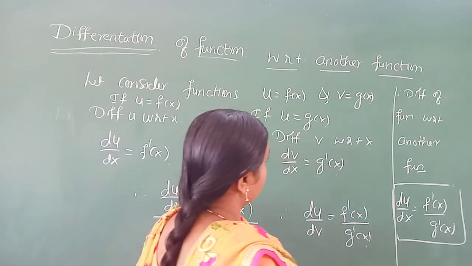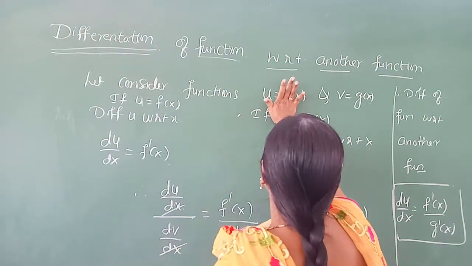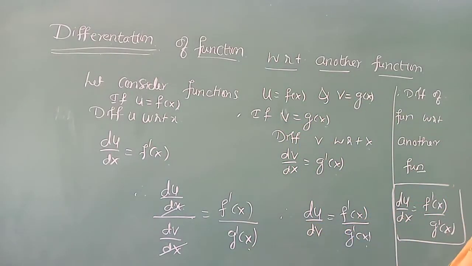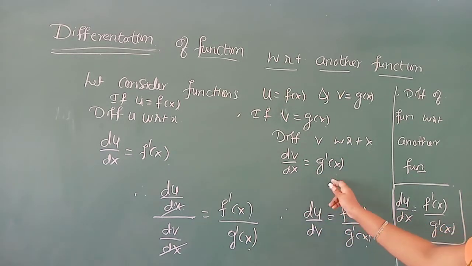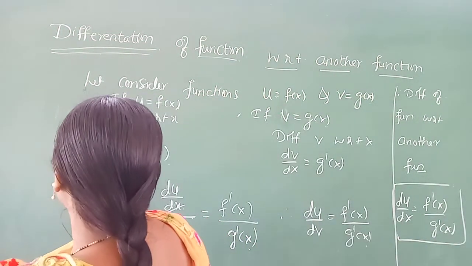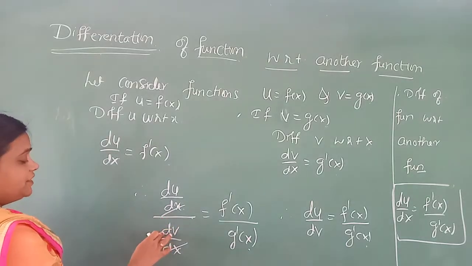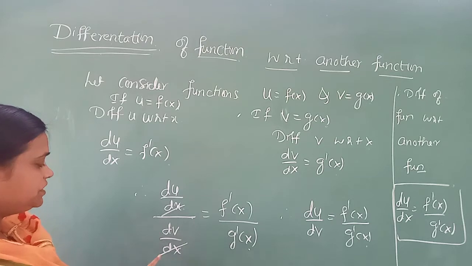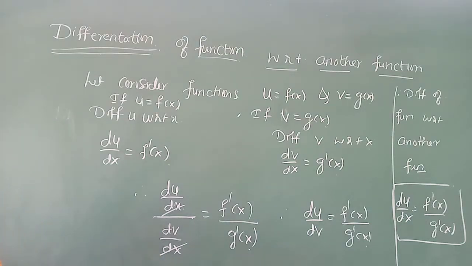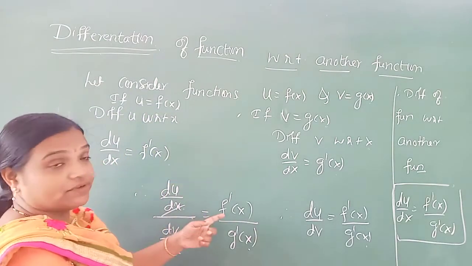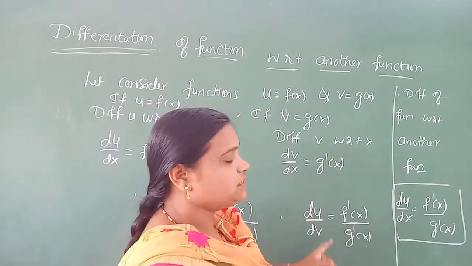Next, if v is equal to g of x, then differentiate v with respect to x. We will get dv by dx, which is g dash of x. Therefore, we divide du by dx by dv by dx. The dx gets cancelled, and what is left is du by dv. And du by dx is nothing but f dash of x, dv by dx is nothing but g dash of x.